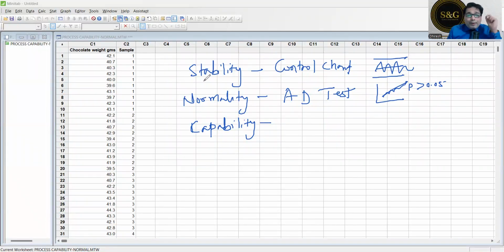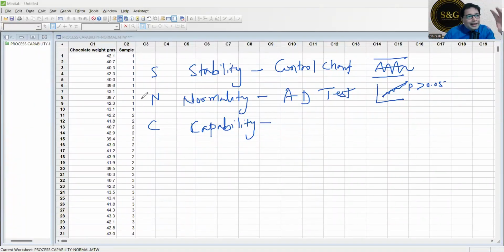Now, how do you remember the sequence? Remember S, N, C. Before we calculate the capability of the process, meaning the sigma level, 2 sigma, 3 sigma, 4 sigma, first you do the stability, then the normality, and then the capability. So remember the sequence SNC. Everybody just type SNC in the chat box and write this down. SNC: stability first, normality second, then capability.